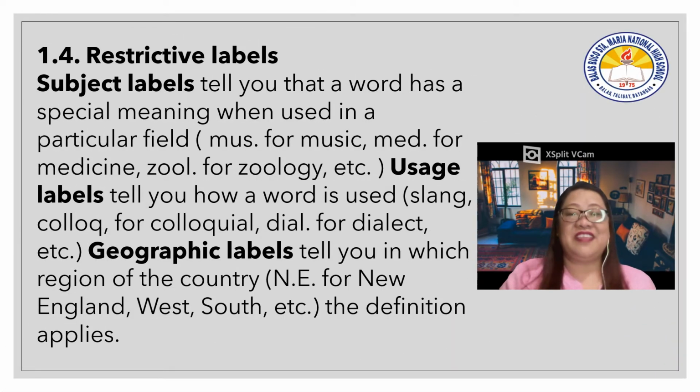We have restrictive labels in using the dictionary. First, subject labels. These tell you that a word has a special meaning when used in a particular field. Let us say MUS for music, MED for medicine, ZOOL for zoology. Another one is usage labels. These tell you how a word is used. Slang, colloquial, or dialect.